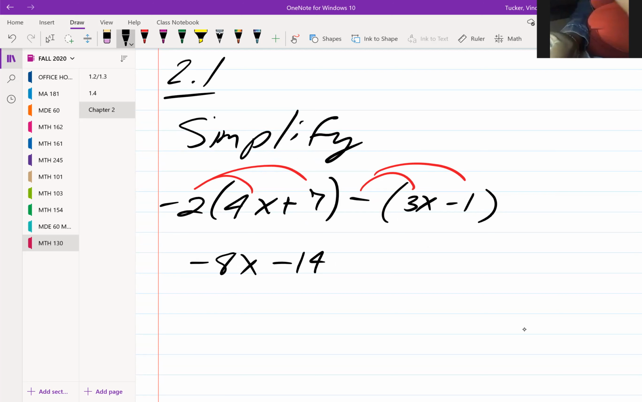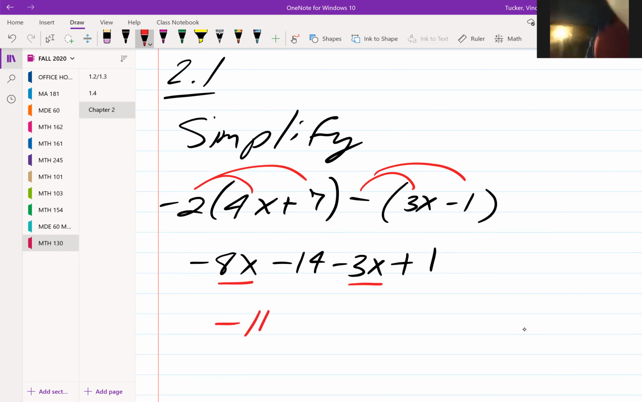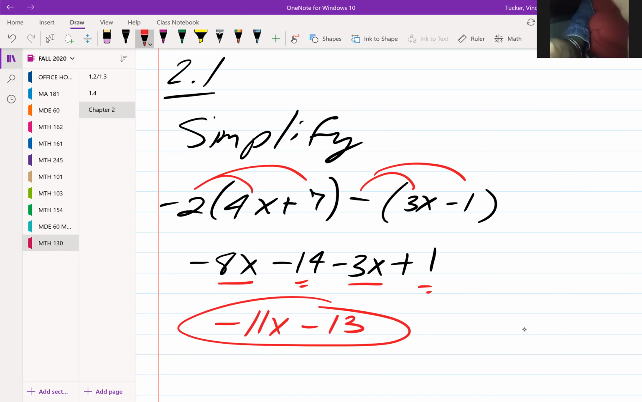Like I said, that negative has to be distributed as well. So be careful with that. A lot of times people will give that negative to just the 3x and they forget to give it to the -1. So that's going to be a -3x plus 1. All right. So once you've distributed and got rid of the parentheses, now we can combine the like terms. -8x and -3x will be -11x. -14 and +1 would be -13. And that would be your answer. Nothing else you can do with that.